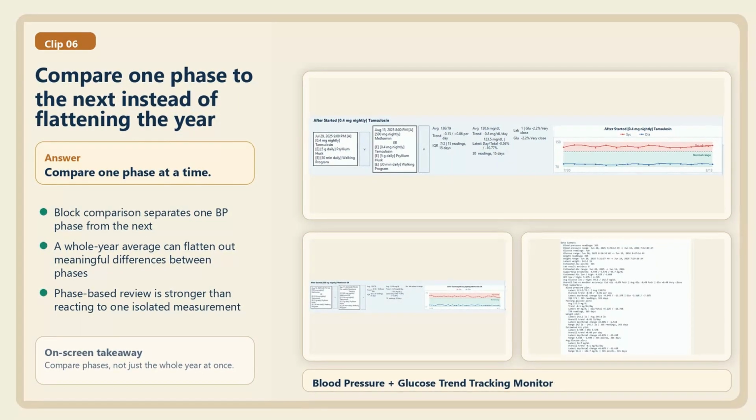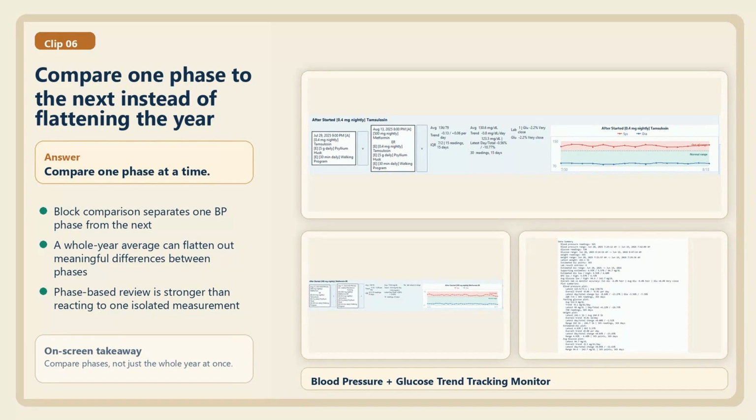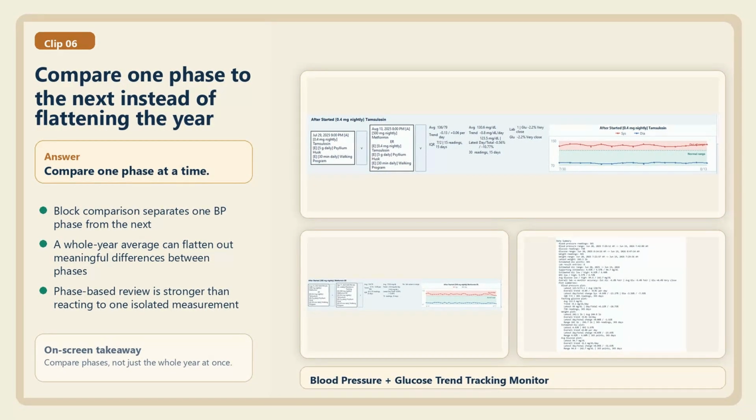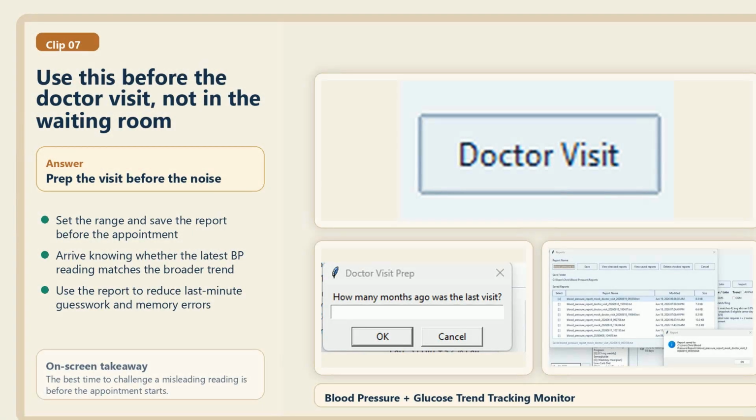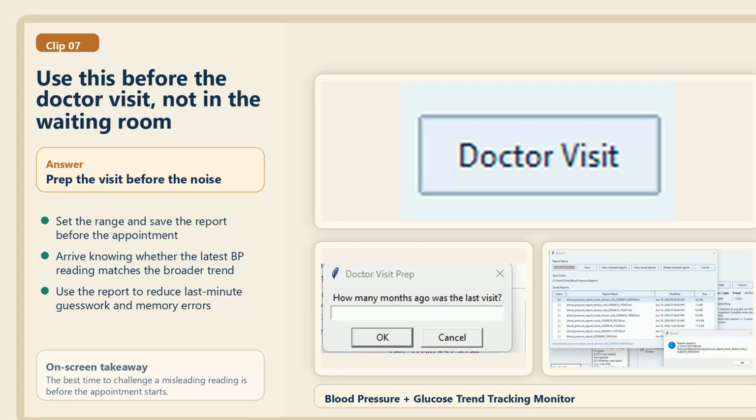Use this before the doctor visit, not in the waiting room. This workflow is especially useful before a doctor visit. The doctor visit button builds the range, opens the report flow, and helps you save the version you reviewed ahead of time. That means you can walk in knowing whether your latest blood pressure reading matches the average, whether the trend is drifting, and whether a recent treatment change seems to line up with the pattern. The goal is not to self-diagnose. The goal is to stop letting one noisy reading dominate the whole conversation.